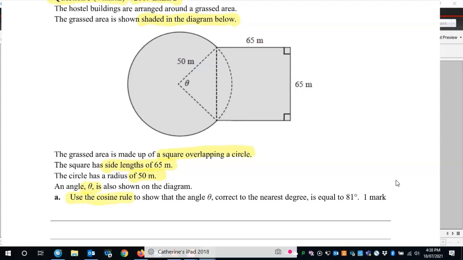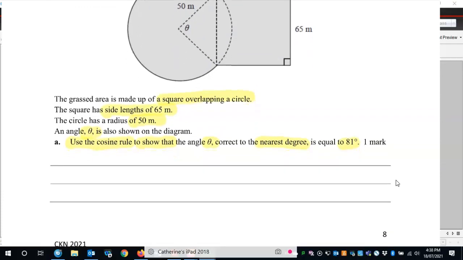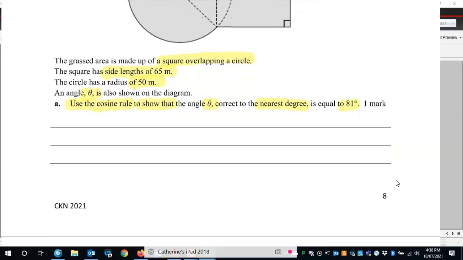Use the cosine rule to show that the angle, correct to the nearest degree, is equal to 81 degrees. So this is a show that question, so you have to show the calculations here. That's what they're asking you to do. They've also specified that you have to use the cosine rule in order to show it. So here they are really asking for you to show that you know what the cosine rule is and how to use it.